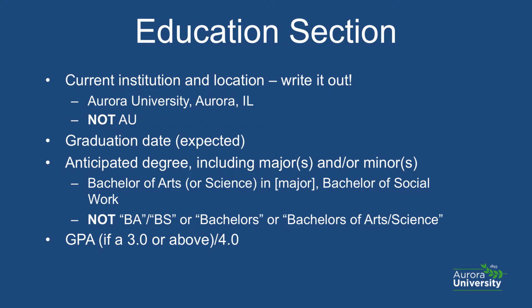As you are all students at Aurora University, you will want to be sure to include Aurora University in the education section on your resume. Be sure to also include the location, city and state, even though it seems redundant. Include the degree that you're obtaining, along with any minors or concentrations, your expected graduation date, month and year only, and your GPA if it is at or above a 3.0.